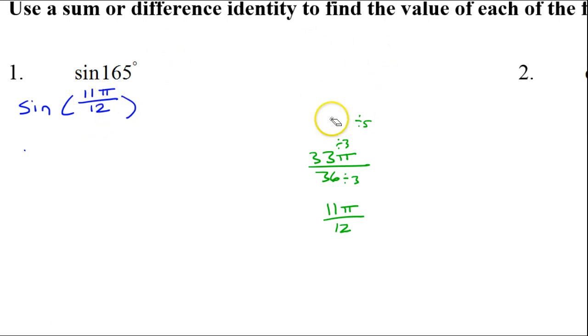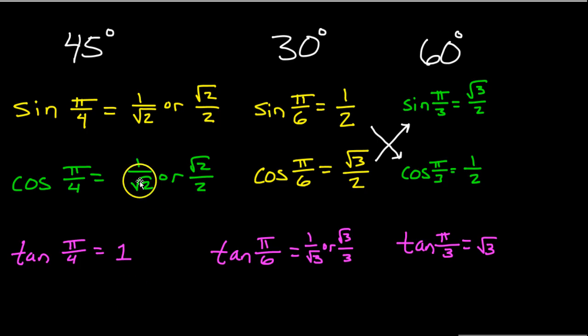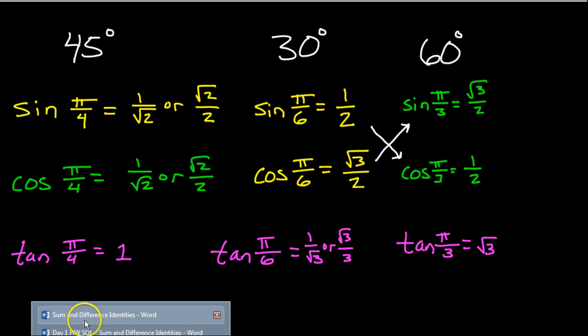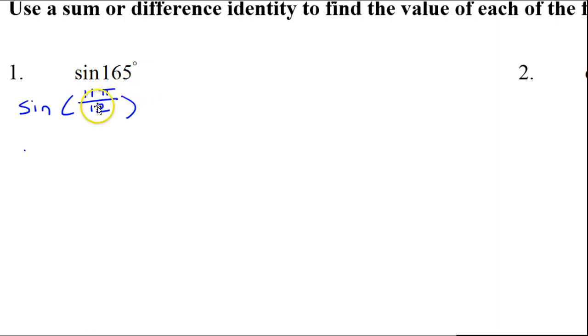Okay, great. Now what? 11 pi over 12 is not one of my special angles. I'm talking about pi over 4, pi over 6, or pi over 3. So, I would like to split this up into two angles that involve special angles. So, one strategy to use is subtraction. If I take 11 pi over 12 and subtract one of my special angles, I'm going to subtract pi over 4. Let's see what we get.